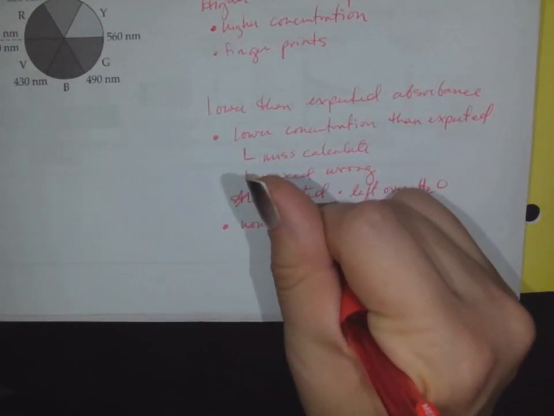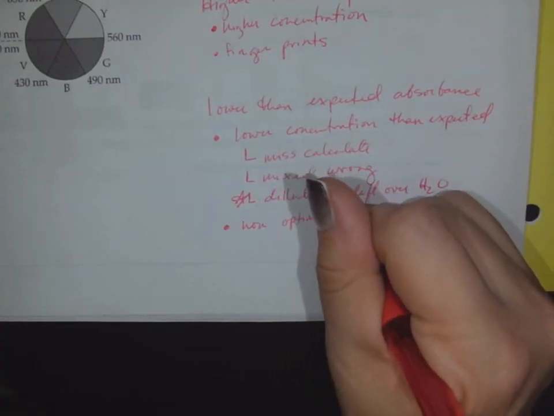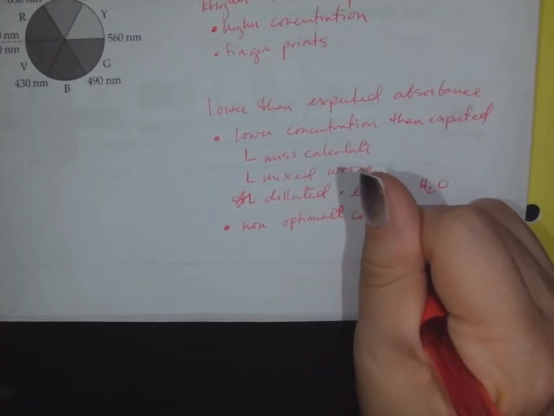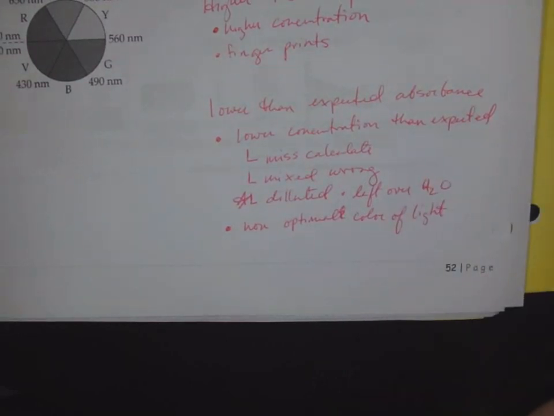The last one I'm thinking of would be actually separate from concentration, and it's when we have a non-optimal color of light. Like if we send blue light at a blue solution, it's not going to absorb any of that, and so that would make the absorbance less than what we would expect, right? So if we unintentionally send the wrong light at it, then that also would reduce its ability to absorb. Okay.